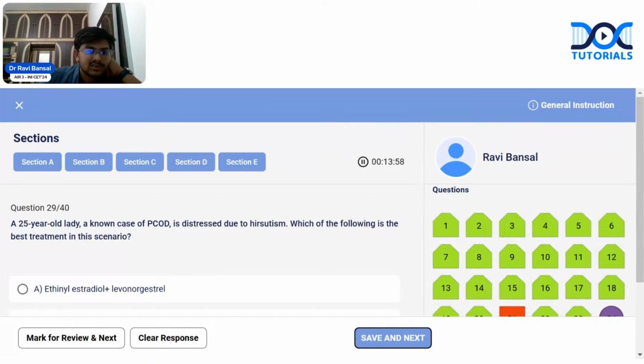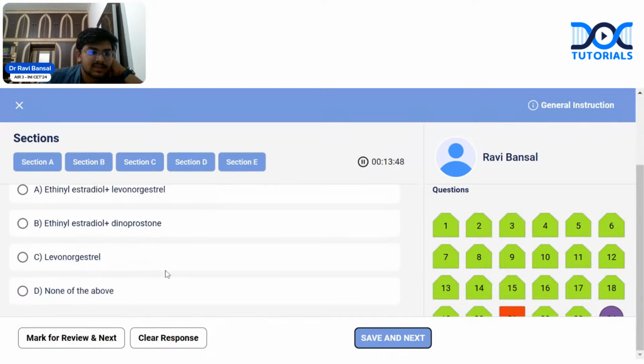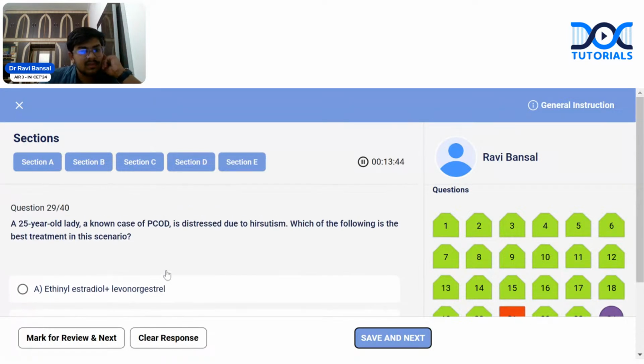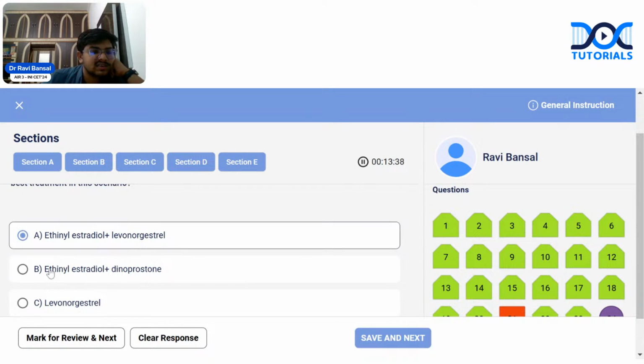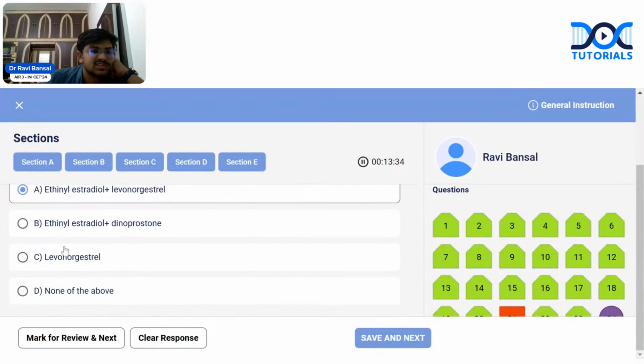A 25-year-old lady, known case of PCOD, is distressed due to hirsutism. Which of the following is the best treatment? So in PCOD, we say weight loss is the best treatment, and drug of choice is OCP. The options: ethinyl estradiol plus levonorgestrel, this is the basic OCP. Ethinyl estradiol plus drospirenone. Levonorgestrel alone. Cannot be given, none of the above.